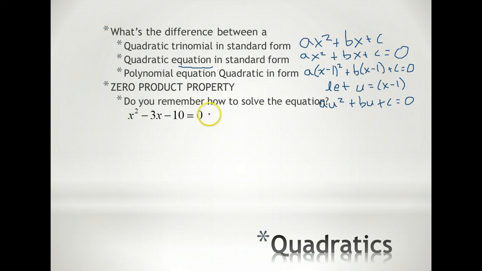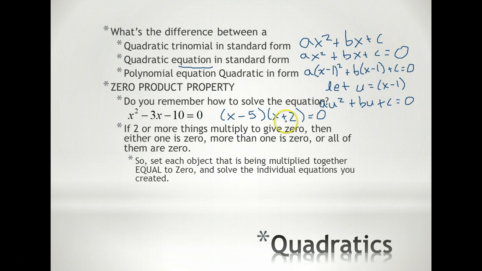So do you remember how to solve something like this? You should pause this and try it on your own first. But we're going to solve by factoring right now. So I need to figure out if I can factor x squared minus 3x minus 10, which I can. I can factor that on the fly. I need two things that multiply to give me negative 10 and add to give me negative 3. And that would be minus 5 and plus 2. So I would factor it like that.